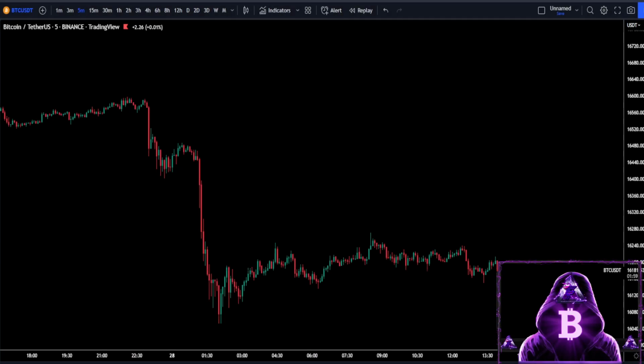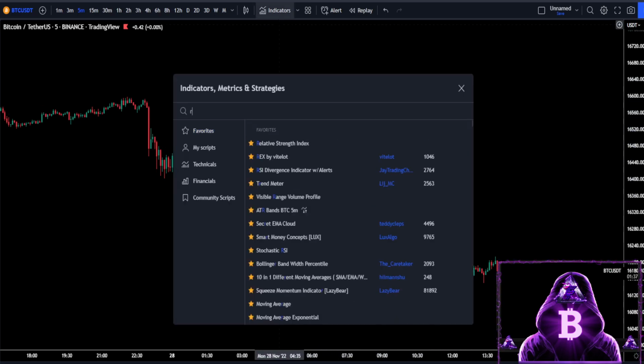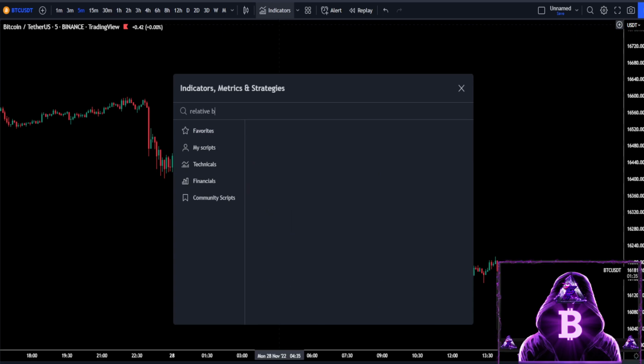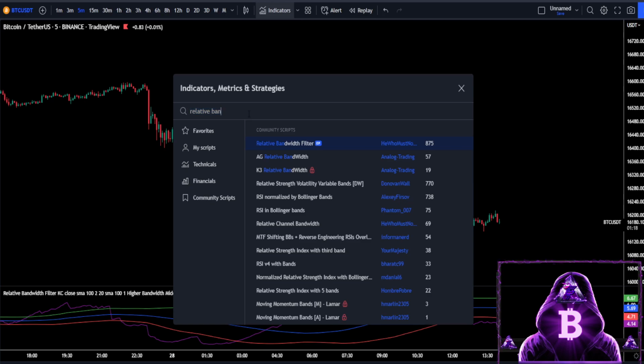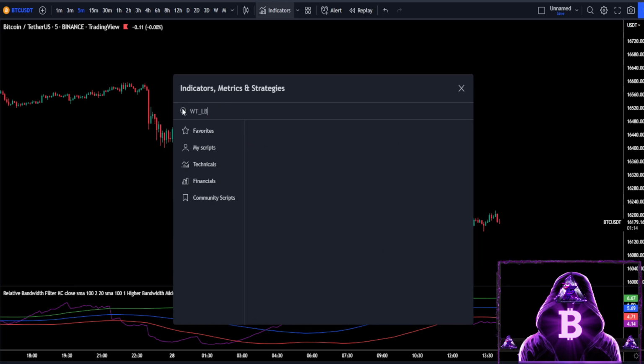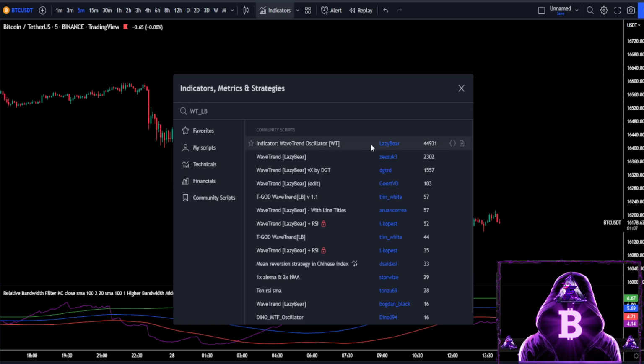Okay, so for this strategy, we're currently looking at Bitcoin versus the US dollar on the 5-minute time frame. And for this strategy, we're going to be using two free TradingView indicators. The first indicator we'll be using is called Relative Bandwidth Filter, which is this one here. Then the last indicator we're going to be searching for will be called WT_LB, which is our wave trend oscillator by Lazy Bear.